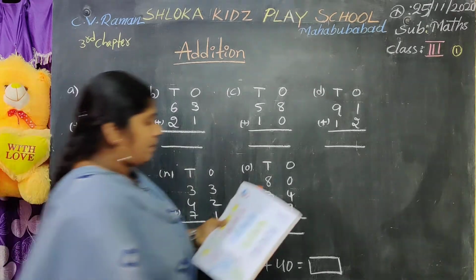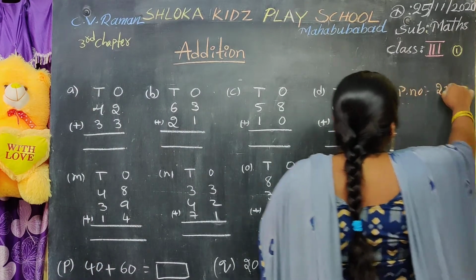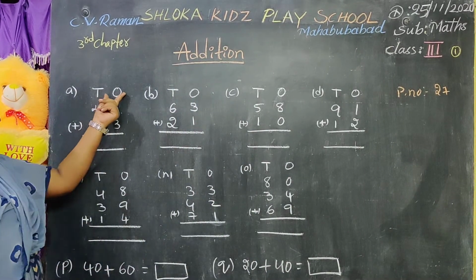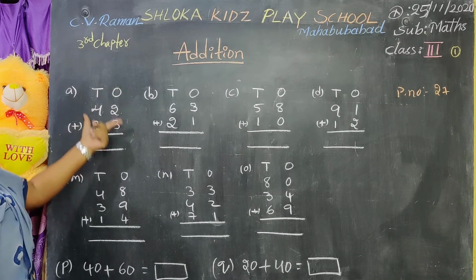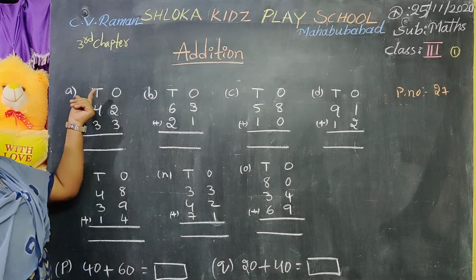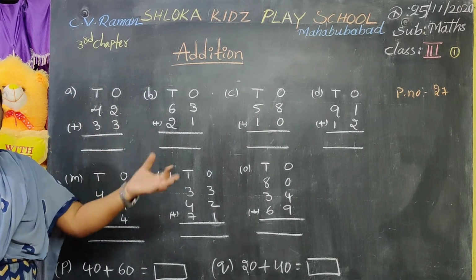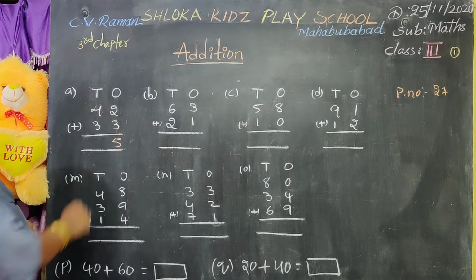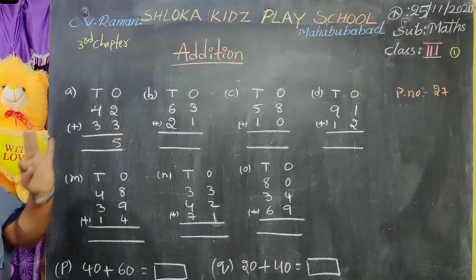Page number 27. Now solve it. This is 1's place, this is 10's place. Two digit addition only. 2 plus 3: 2, after that count 3: 3, 4, 5. So 5. Then 4 plus 3: 4, after that count 3: 5, 6, 7.